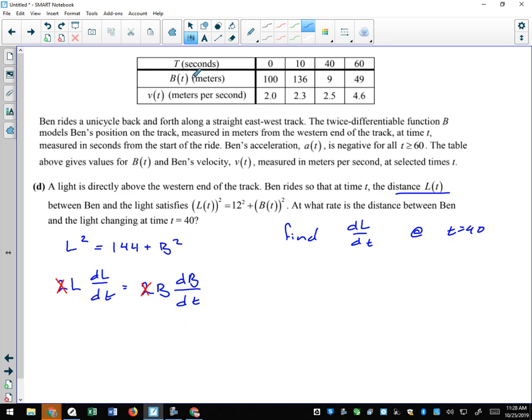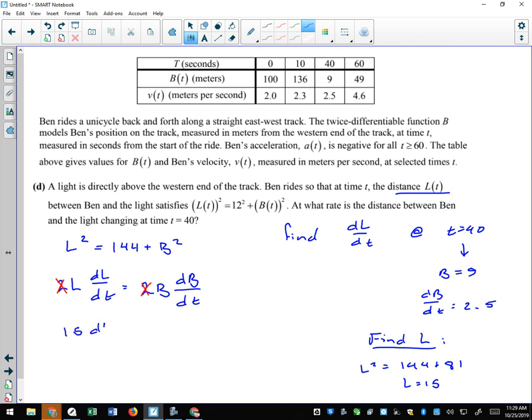But we do have a table. I do know that at time 40, B is 9, right? I get that off the table. So B is 9. And B prime would be the velocity, right? So dB/dt would equal 2.5. Yeah? And I can plug those in. I still need to find L, which we can get because we are looking at a point in time when B is 9. So L squared equals 144 plus 81, which is 225. L is going to be 15. That's clean. And then now we can plug in and solve.